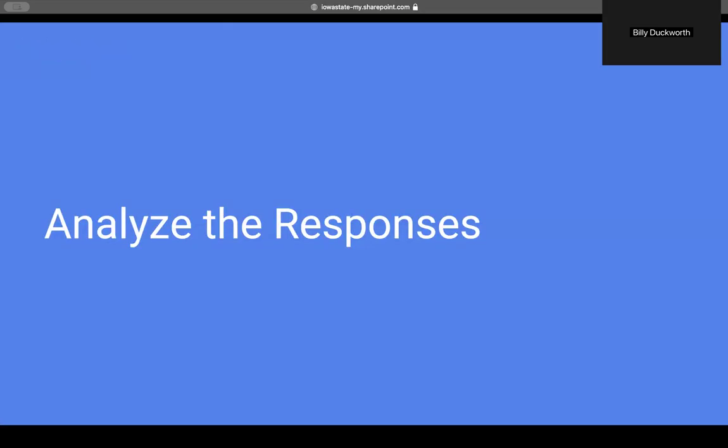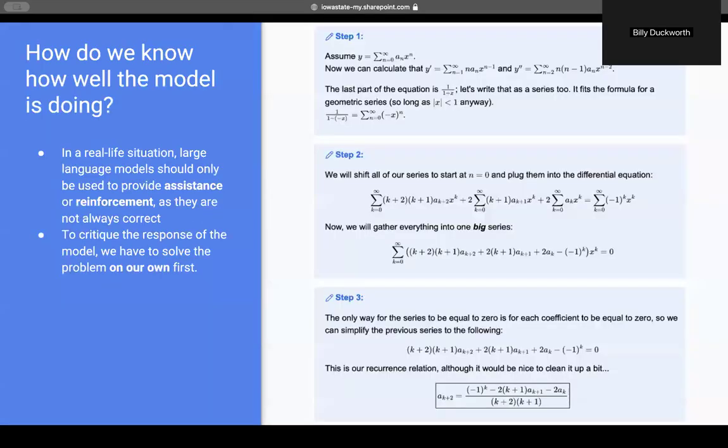Okay, so now we're going to go through and analyze the responses together. So, how are we going to be able to tell if it did well? Well, for this, we're going to need to basically do the problem ourselves this time, at least to see, does it get it correct? Is the reasoning similar to ours, or maybe even more streamlined? And does it do it in a way that we can understand?